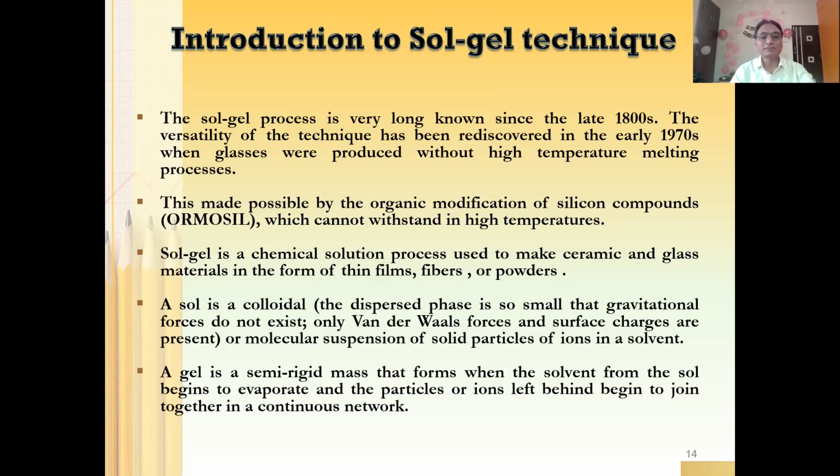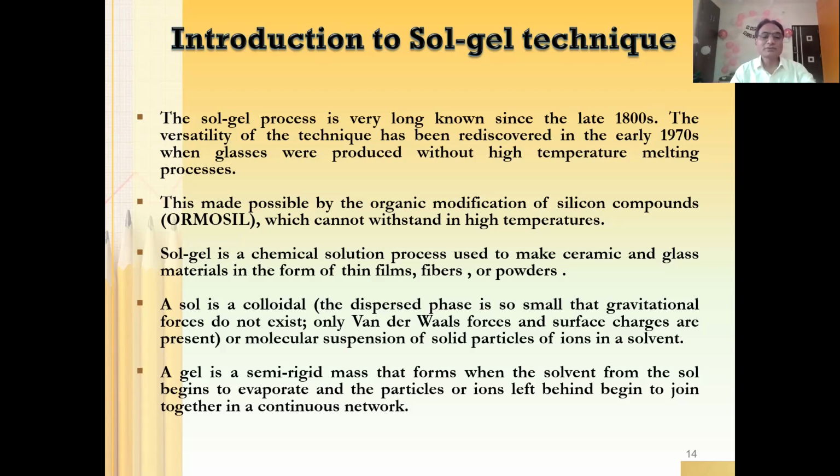Because usually we need to melt some material to produce glasses. But after around the 1970s, we came up with the idea that you don't need high temperature for preparation of glasses. This concept was made feasible by organic modification of silicon compounds, which we call ormosil, which cannot withstand high temperature. So by the invention of this organic modification of silicon compound, we started growing glasses without high temperature.